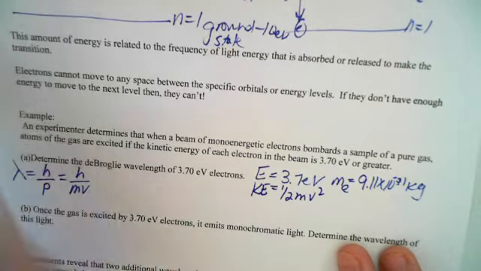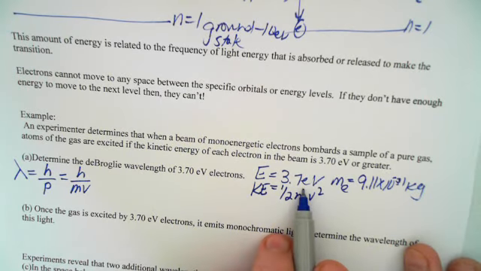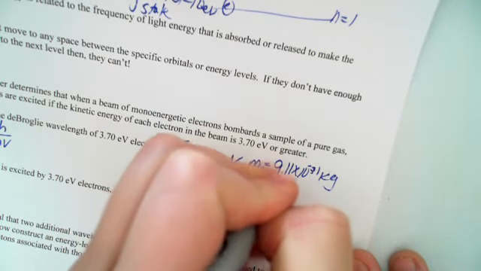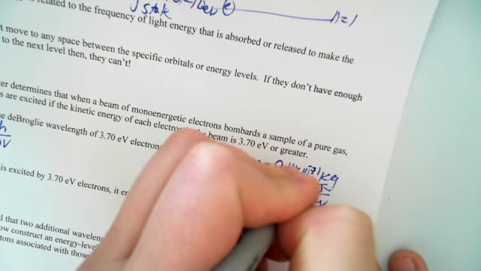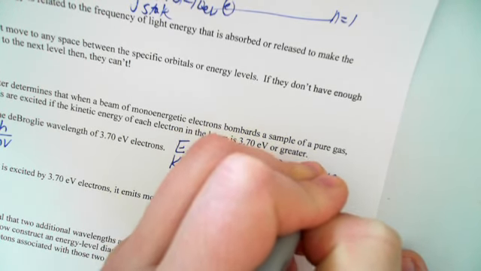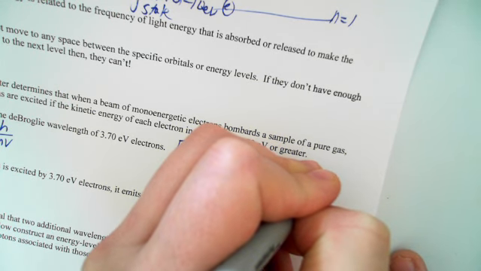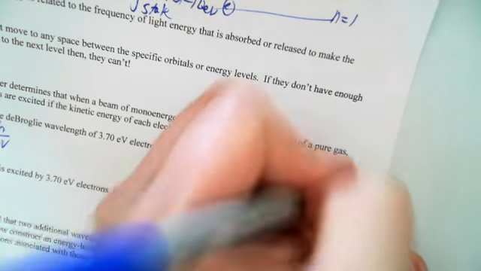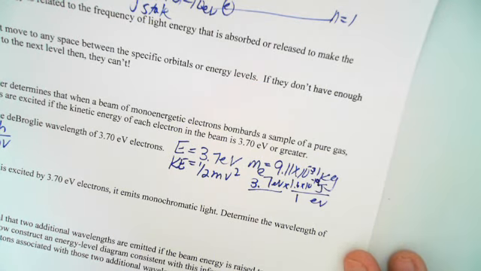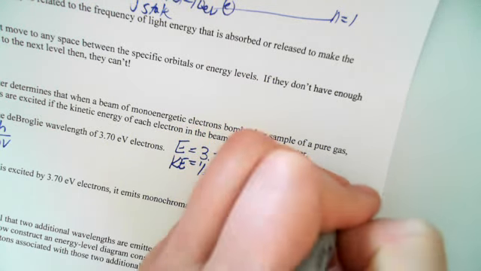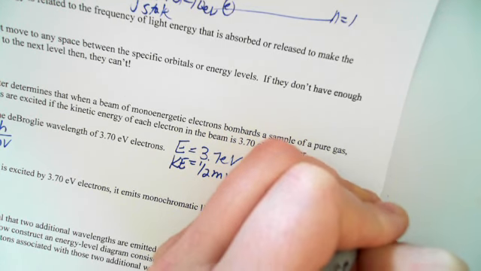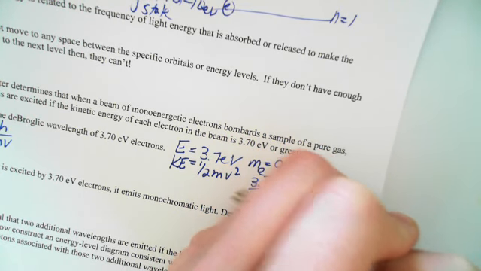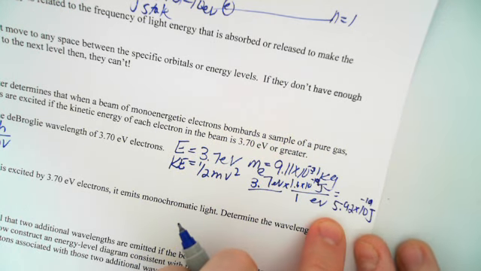Let's go ahead and convert this energy to joules. So 3.7 electron volts. Remember, in 1 electron volt, there's 1.6 times 10 to the minus 19th joules for every electron volt. So that's going to be equal to 5.92 times 10 to the minus 19th joules. That's the amount of energy.